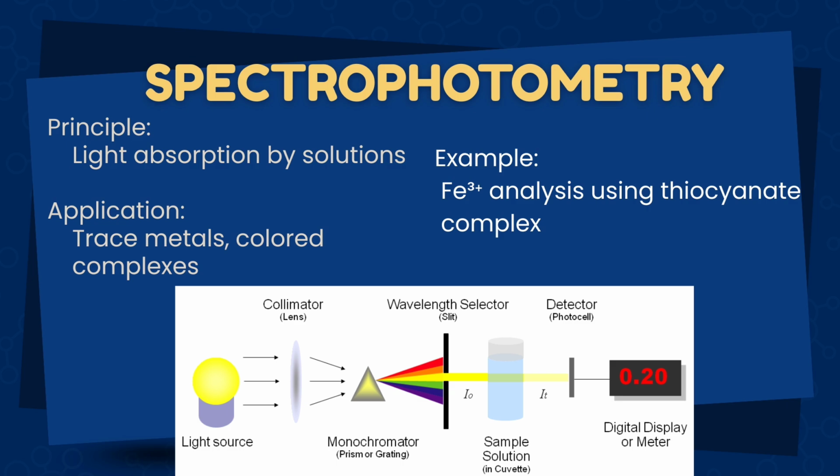For example, in iron analysis, a chemical called thiocyanate is added to the solution. It reacts with iron to produce a bright red complex. The spectrophotometer then measures how intense the color is, which directly corresponds to the amount of iron present. This method is very useful for detecting even small amounts of metals with high accuracy.